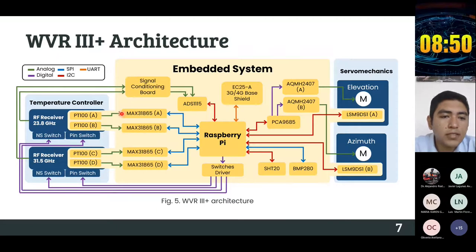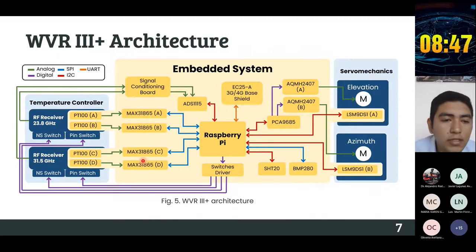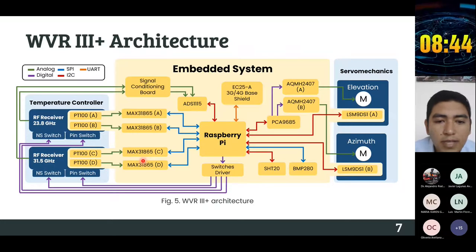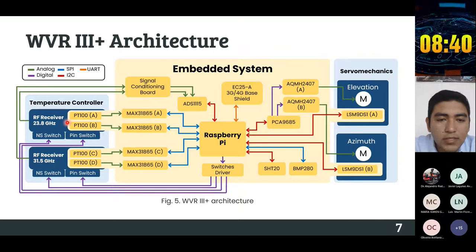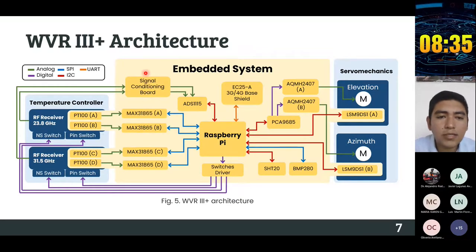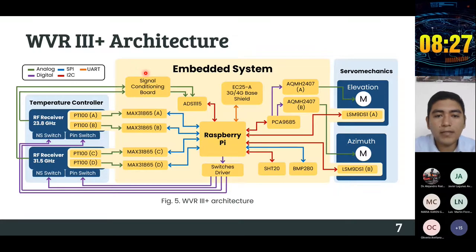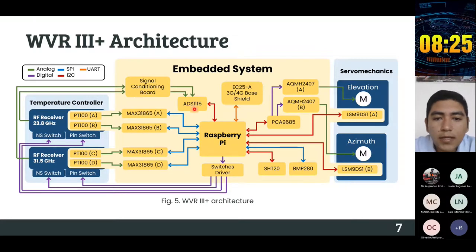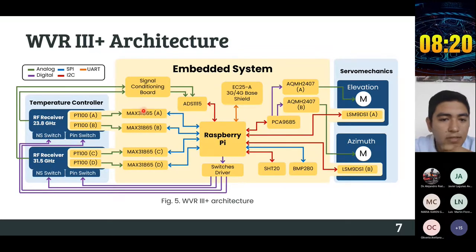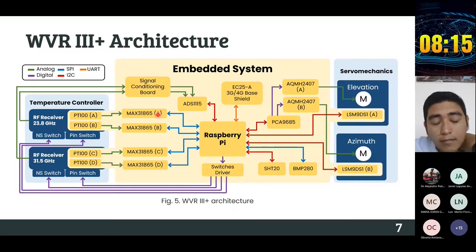In this section, we have a temperature interface that reads the temperatures of the RF receivers. There are two interfaces for each receiver. This one is the signal conditioning section, which consists of a signal conditioning board. This is a custom-made board, and it has the ADC connected, which communicates via I2C to the Raspberry Pi. The temperature interfaces communicate with the Raspberry Pi by SPI.